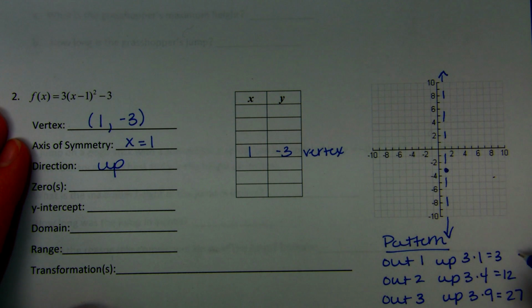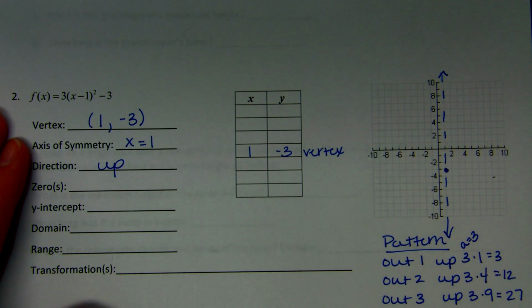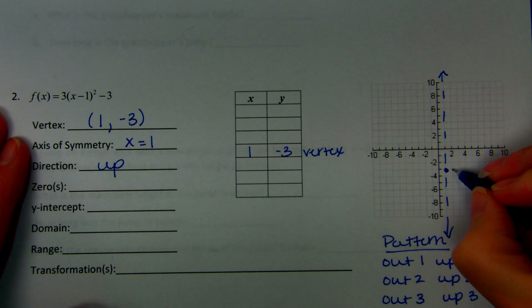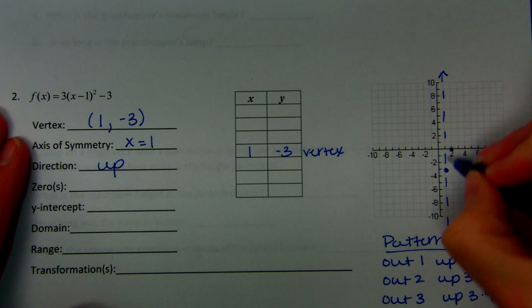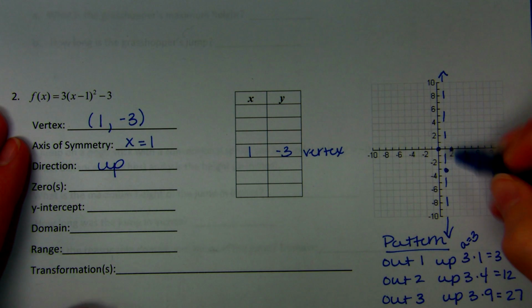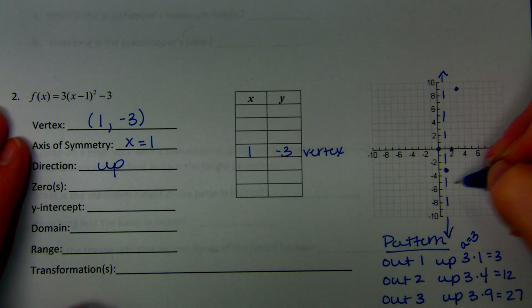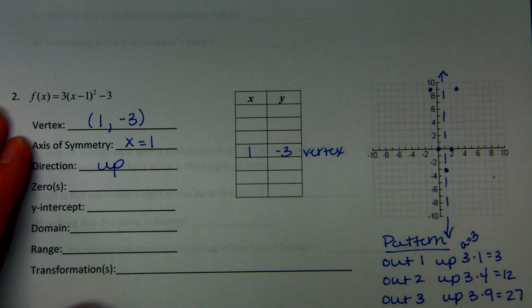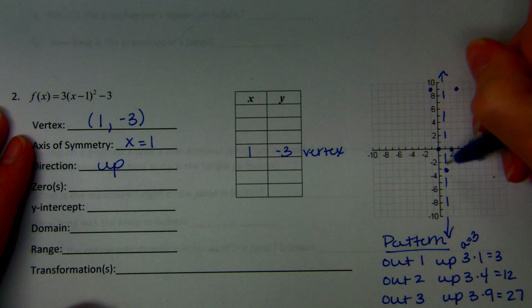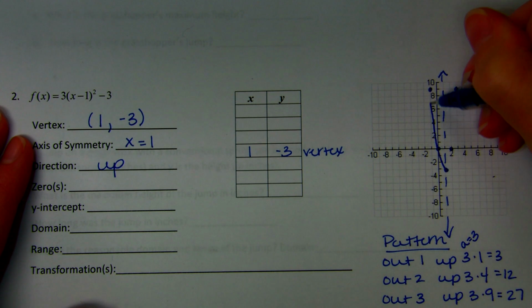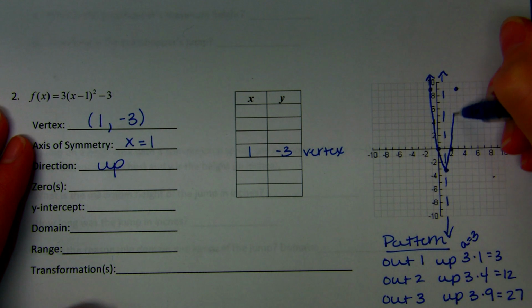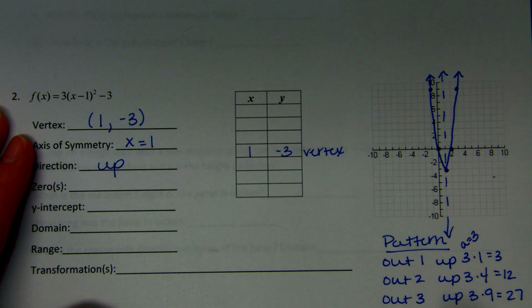The reason that we're going up 3, 12, and 27 and not 1, 4, and 9 is because a is equal to 3, so we have to multiply our up values by that 3. So if I go out 1 and up 3, out 2 and up 12, that puts me at +9. And then that last set of points, like I said, is not on our graph, so we don't have to graph it. That's our parabola. It's really skinny.